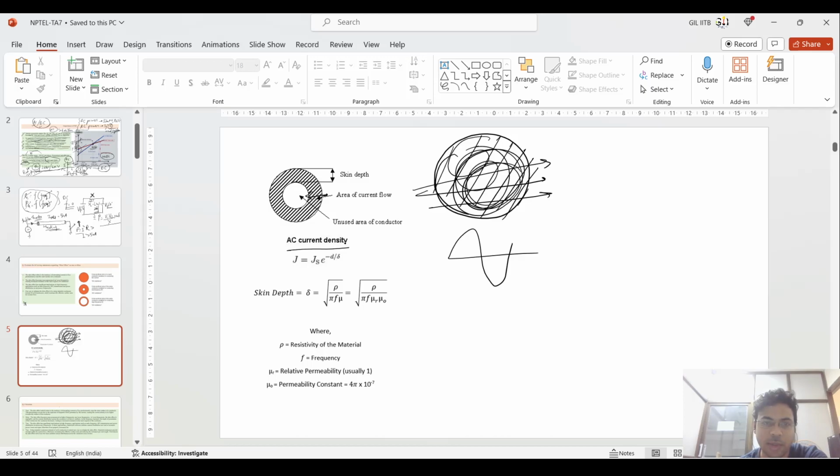So the current density inside this conductor is represented by J is equal to Js e to the power minus x by delta. This x is the penetration depth, such that how much current should go inside of this.